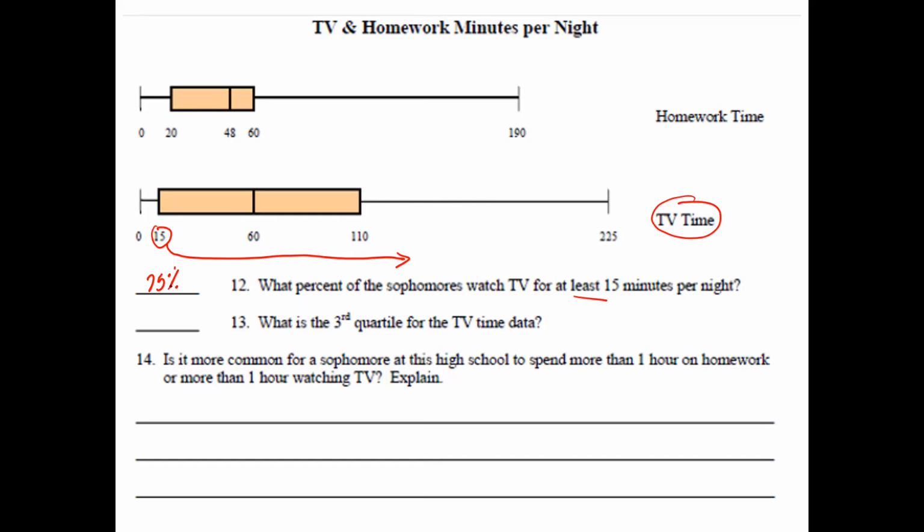What is the third quartile for the TV time data? Third quartile, so this is your first quartile. The way I kind of remember is first quartile is like first quarter, so 25%. Second quartile, 2 quarters, 50%. Third quartile, 3 quarters, so 75%. So that will be at 110.